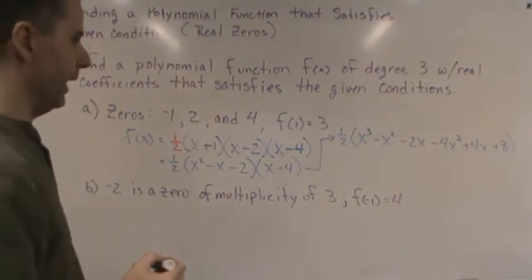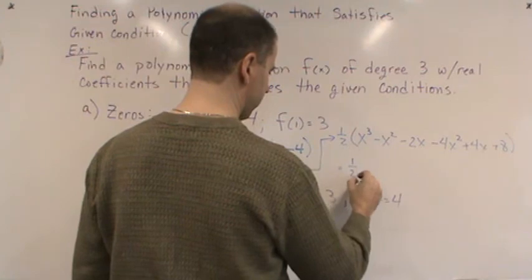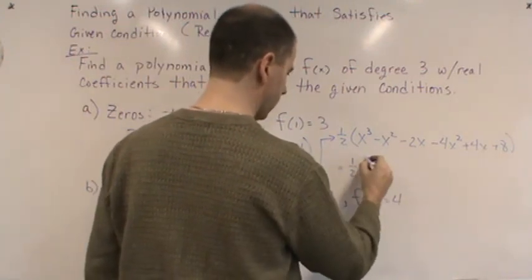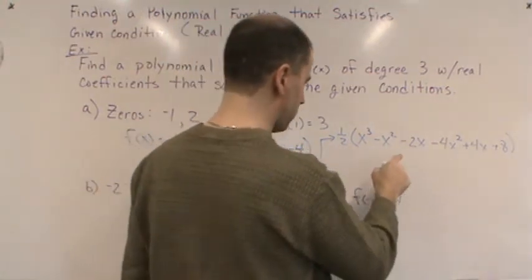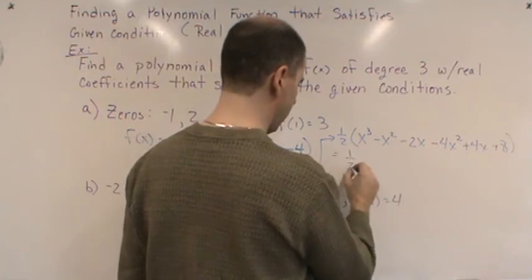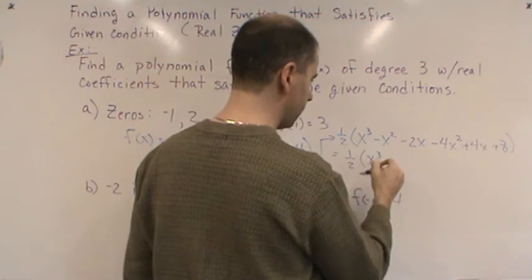Okay. And now finally, we get 1/2 x cubed. Oh, hold on. One more thing. Combine like terms. We want to combine like terms first. So this is going to give us 1/2. This is going to give us x cubed.